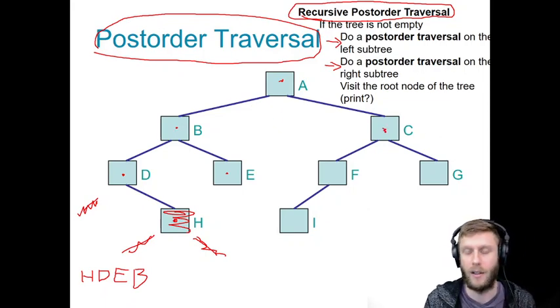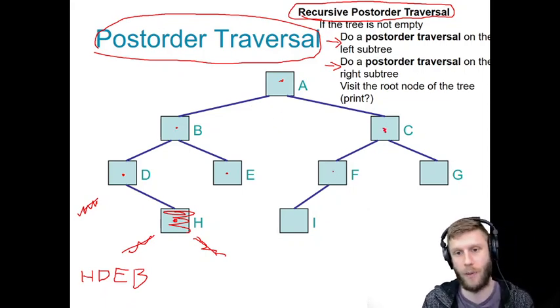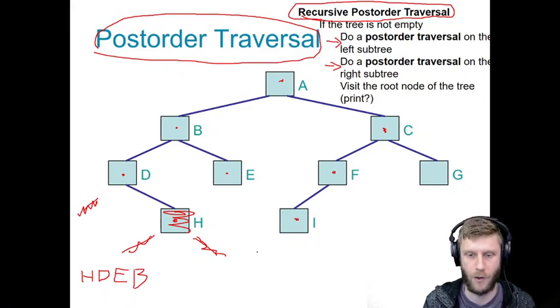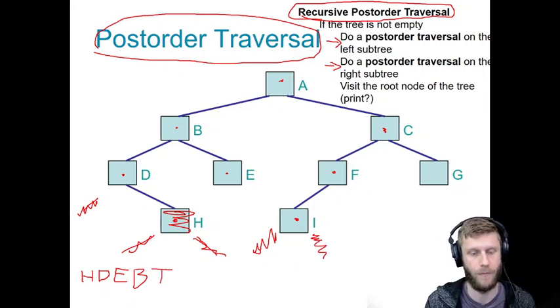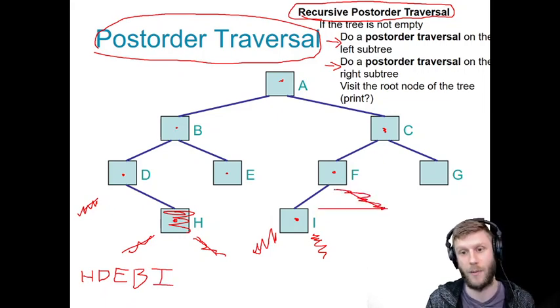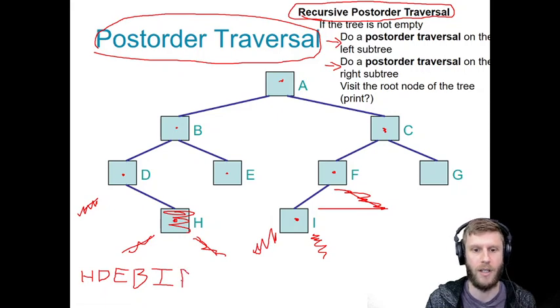So we go to C. Okay, first thing it says to do is do the post order on left, post order on left, post order on left. Well, there's nothing there, so we're done. I's post order on right, nothing there, we're done. So now we can print out the I. Then we return to F, do F's right subtree, nothing there. So we can print out F and we're done with F.